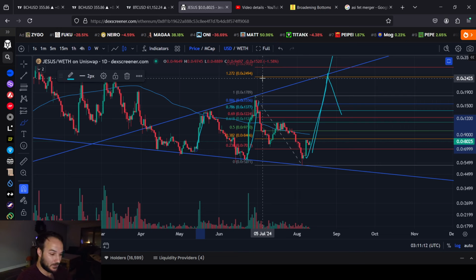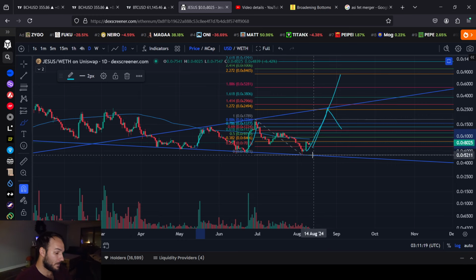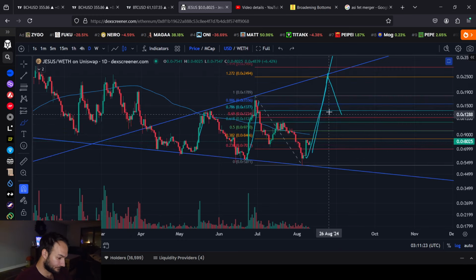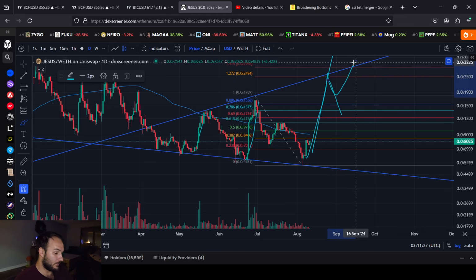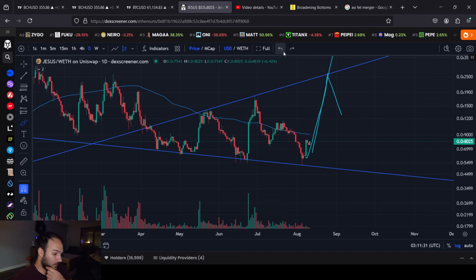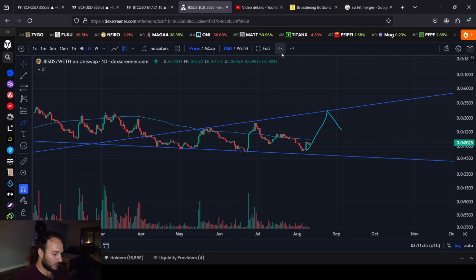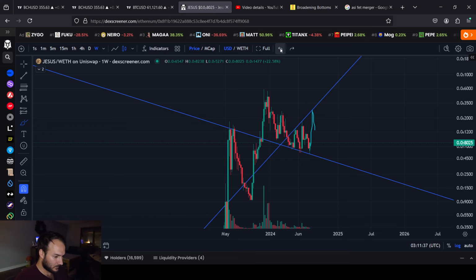But maybe I'm wrong. Maybe we don't get this. Maybe this ideal setup with the broadening bottom doesn't happen. Maybe we're up here and we just break out and we just go higher. Maybe the partial decline is shorter. Who knows? But time will tell. Nobody knows. This pattern might not even be what we're actually in, but it does look pretty damn perfect for it, in my opinion. Anyways.